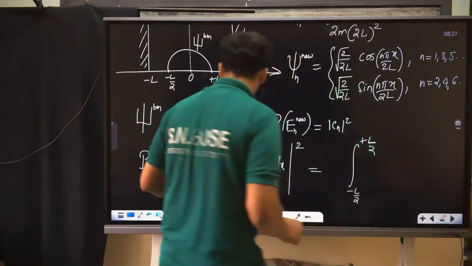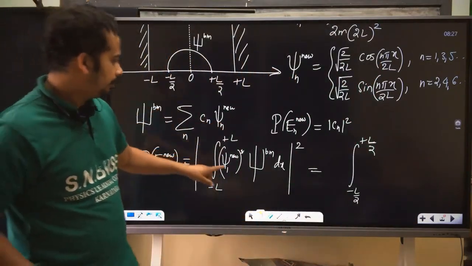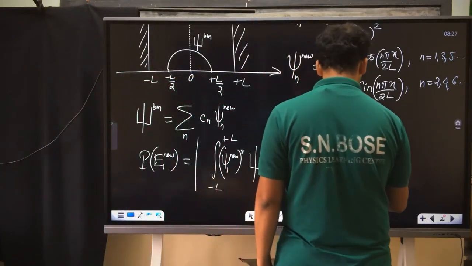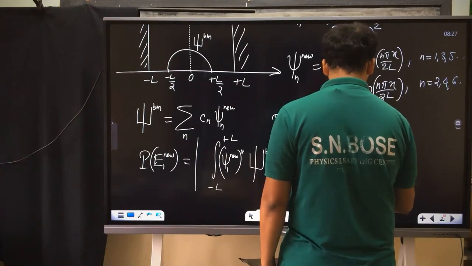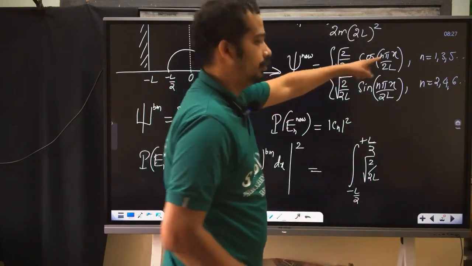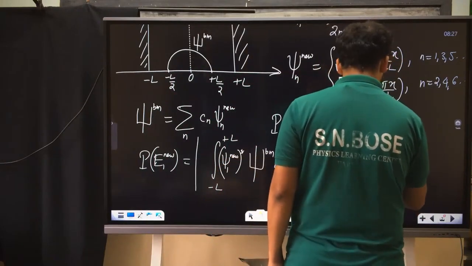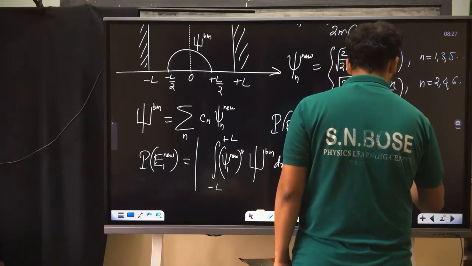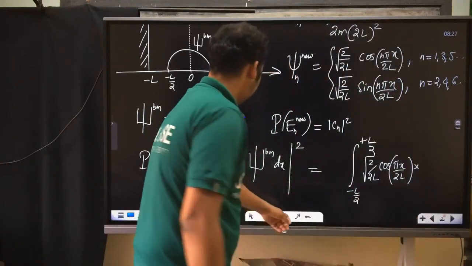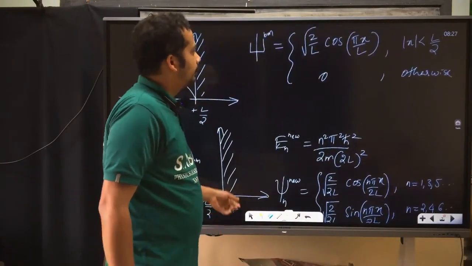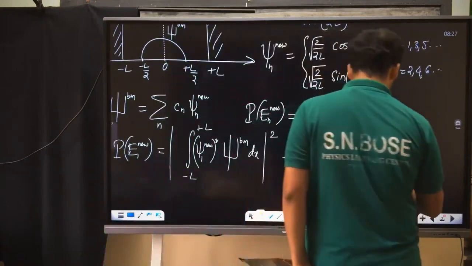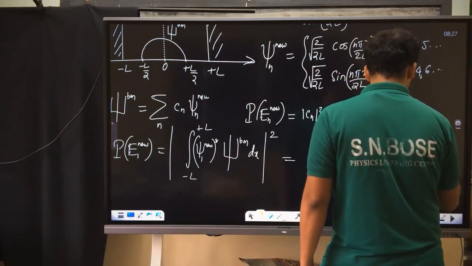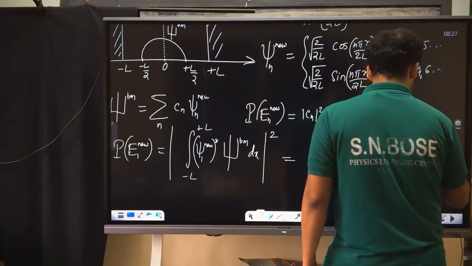Are you getting my point? Why is it converted into minus L by 2 to plus L by 2? Because psi bm is 0 outside this region, isn't it? So psi 1 nu is root of 2 by 2L cos of pi x by 2L when n equals 1, isn't it? Multiplied with psi bm, which is root of 2 by L cos of pi x by L, dx. Can I write like this?